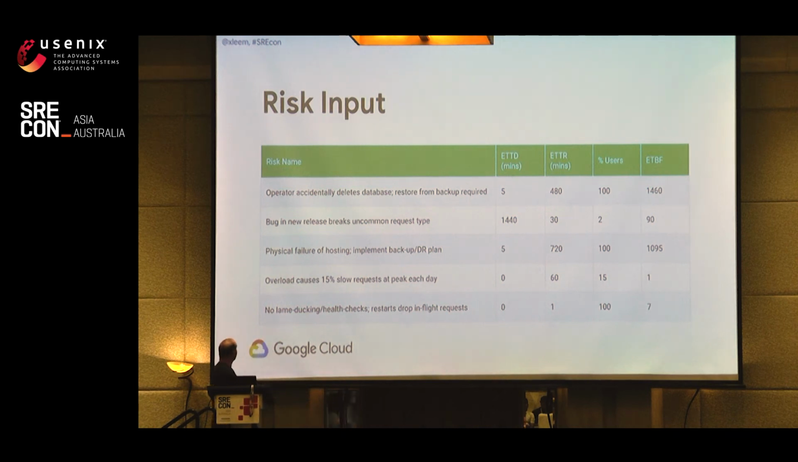Whereas for another risk, a bug in a new release breaks an uncommon request type, well, it might take a really long time to detect because it's only a really small fraction of requests. Quick to roll back. Only affects a fraction of users, but maybe it happens once a quarter. So you can see how you can go through each of your risks like this and estimate these values.